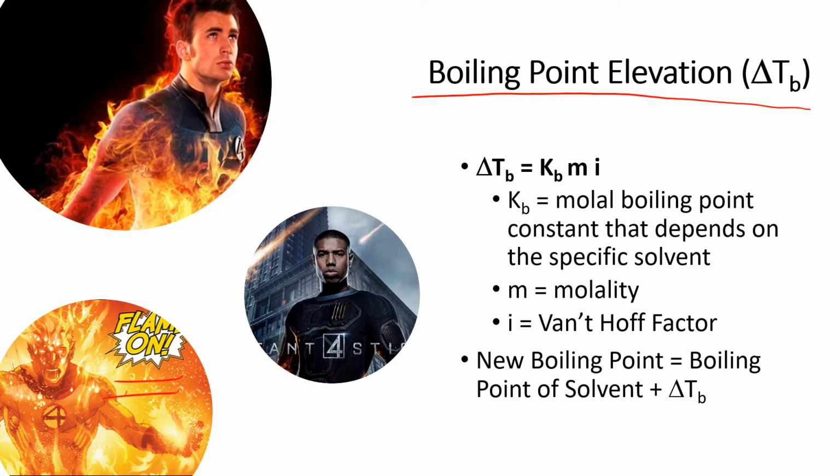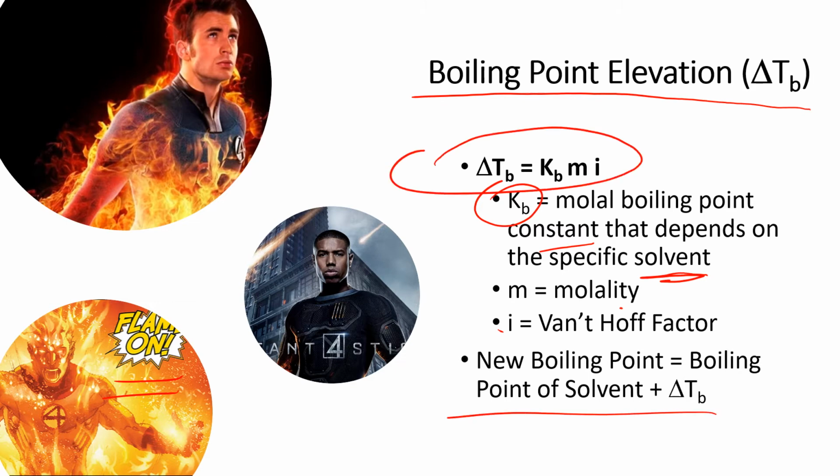So delta TB equals KB times molality times i. So I will give you the KB. It's constant depending on the solvent though. So it may be a different solvent than water. So you have to read it carefully. Molality again times i. So to get your new boiling point, you got to take the boiling point of the solvent and add your delta TB to it. So we're going opposite. Before we subtracted, now we're going to add to it.